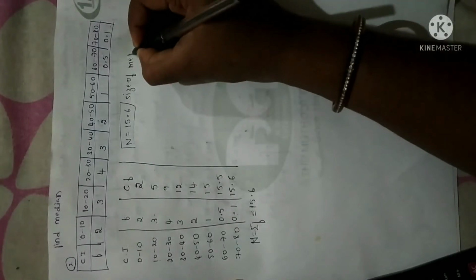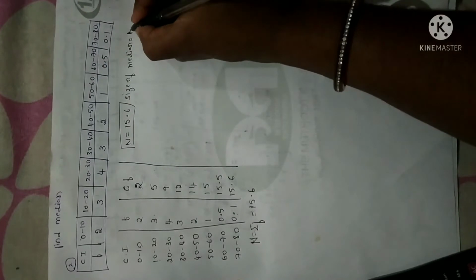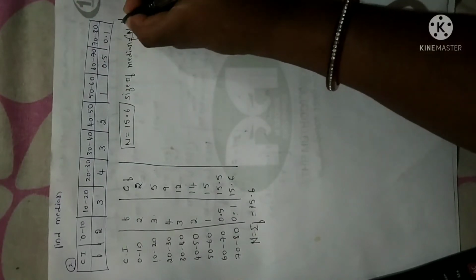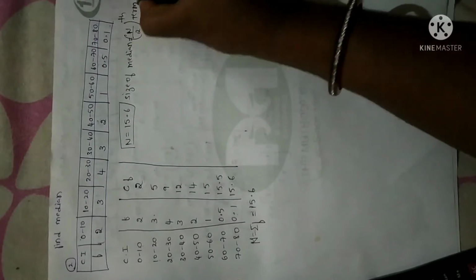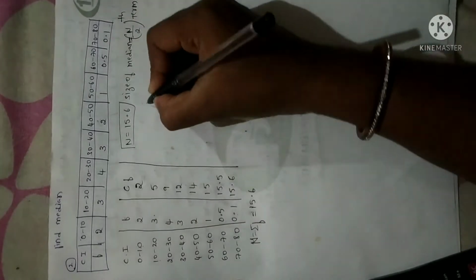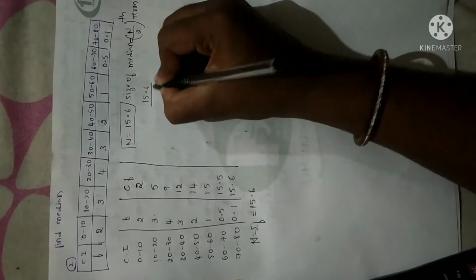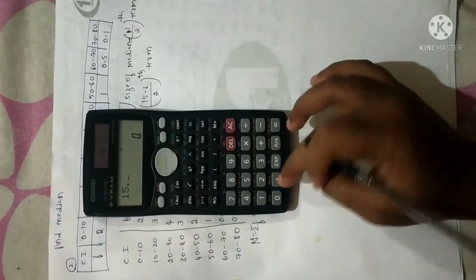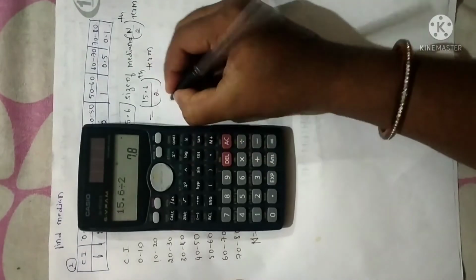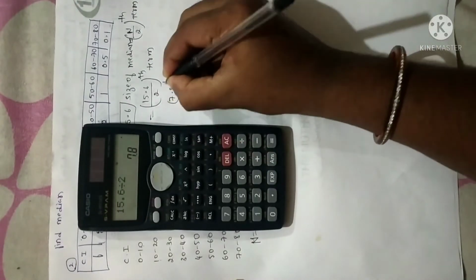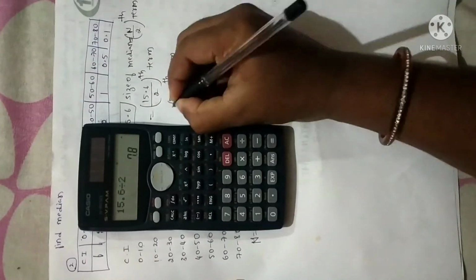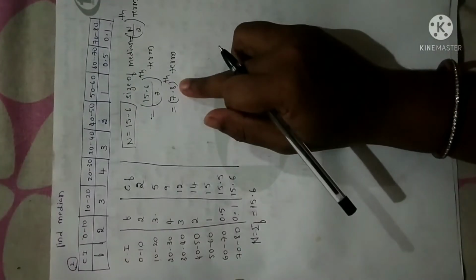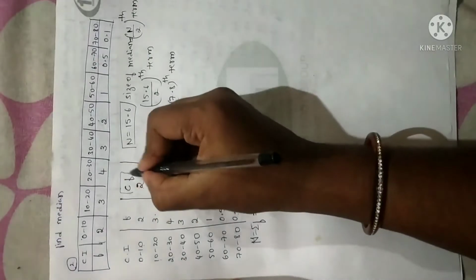Size of median. So it is continuous data. Size of median will be the n divided by 2th term. Here n is 15.6, divided by 2th term. Fine. Now let me calculate. 15.6 divided by 2 is the 7.8 term. Clear? Now we have to look at the 7.8 term in the cumulative frequency.